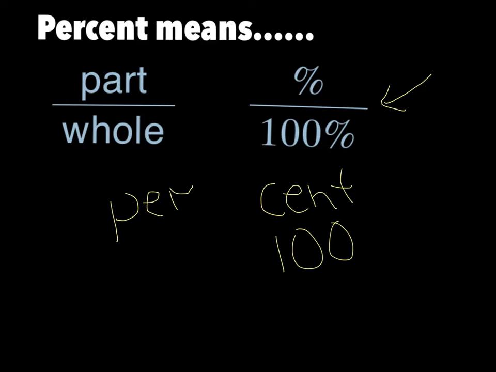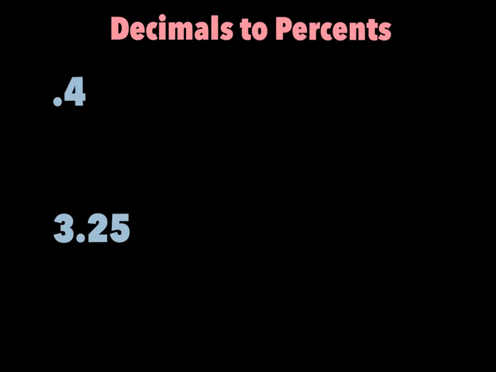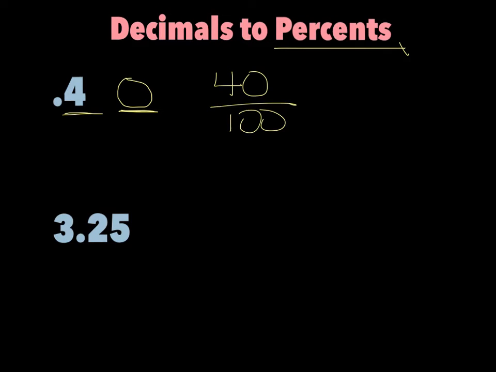Now let's take a look at how we can change decimals to percents. The first thing we need to think about when writing decimals as percents is that the place value has to be hundredths, because this means out of 100, per 100. This is your tenths place, so I would need to go one more place value to make the hundredths, and we would add a 0, which would make it 40 out of 100 if we wrote that as a fraction, which is 40%.